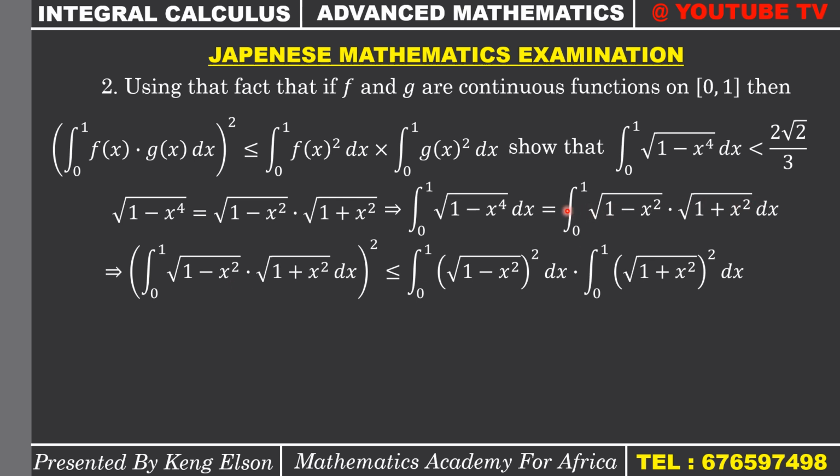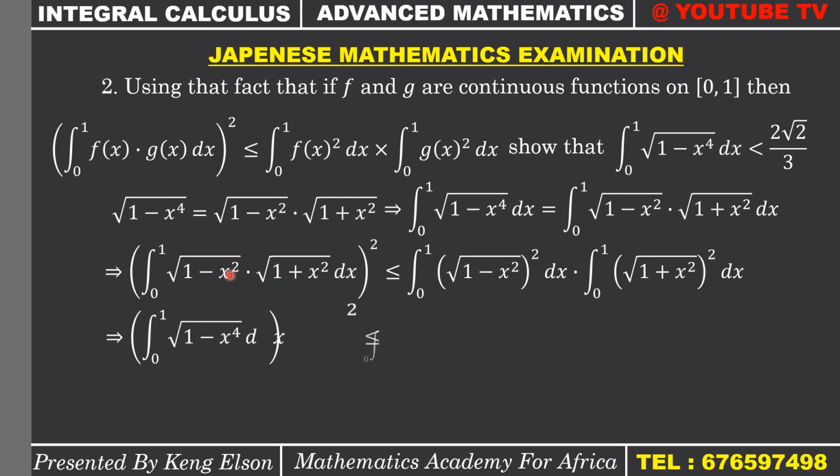Now you realize that if I apply the inequality, the property above, then if I integrate everything here, all squared, this is like my f and this is my g. So if I integrate this square, it is going to be less than or equal to the integral of f(x) all squared. The square root of 1 minus x squared is my f(x), and the square root of 1 plus x squared is my g(x). So applying this property, this is going to hold.